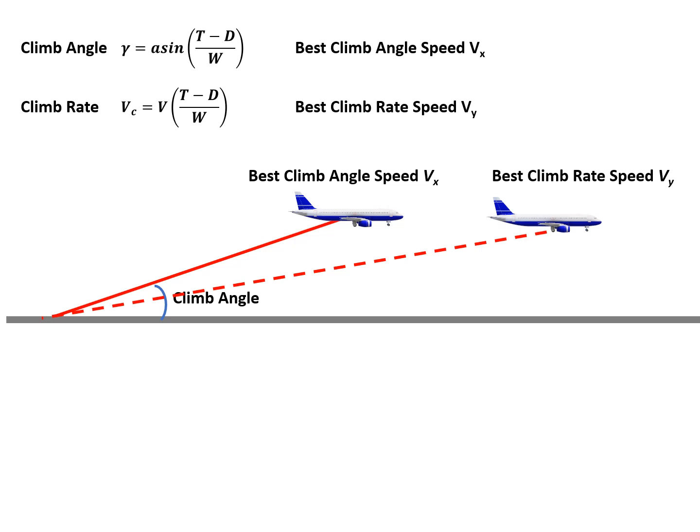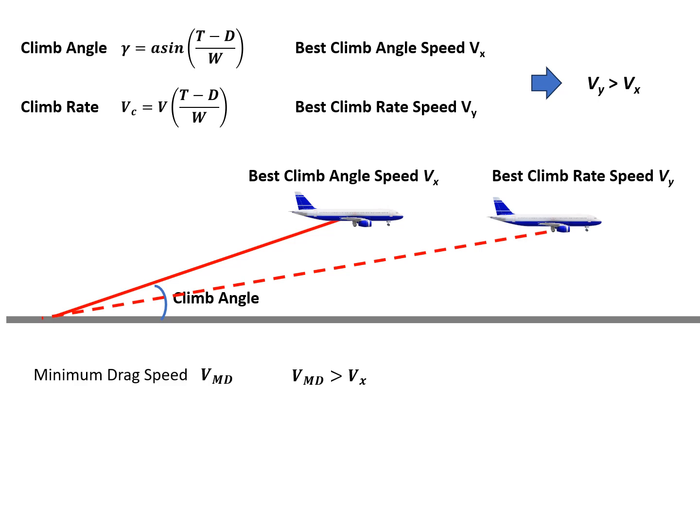And also we have the climb rate. Basically, it's vertical speed, Vc. So it's excess power. And also we have the best climb rate speed, Vy. And when the aircraft is climbing at speed Vy, it can have the largest vertical velocity Vc, or the best climb rate, maximum climb rate. And normally Vy is larger than Vx.